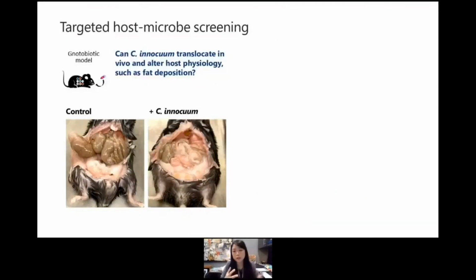And so what you can do after figuring out the microbial candidates and the host candidates is that you can actually put C. inoculum into a gnotobiotic mouse model to figure out whether Clostridium inoculum can actually translocate in vivo and how it affects host physiology. And here in this experiment, we found that C. inoculum can actually increase fat deposition around the gut. And it's just a very localized response. It doesn't actually change the overall weight. It just increases adipose expansion just around the intestinal area.